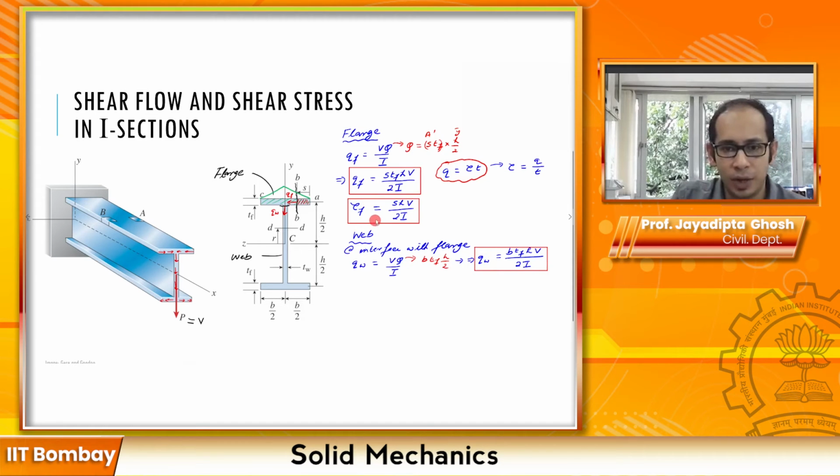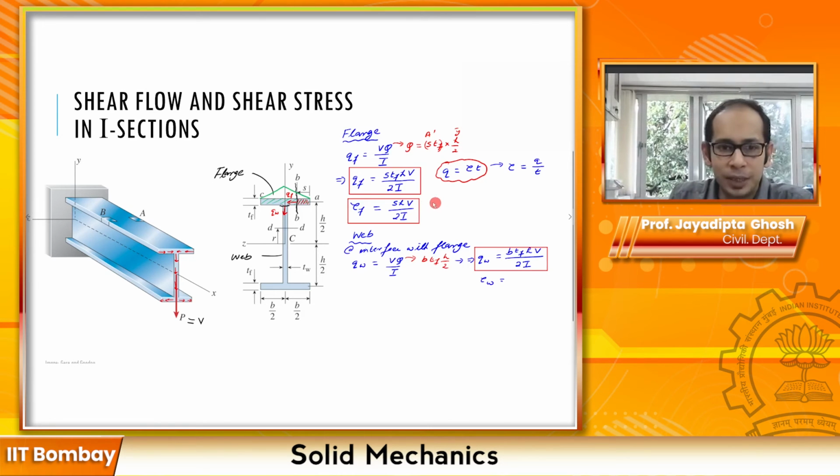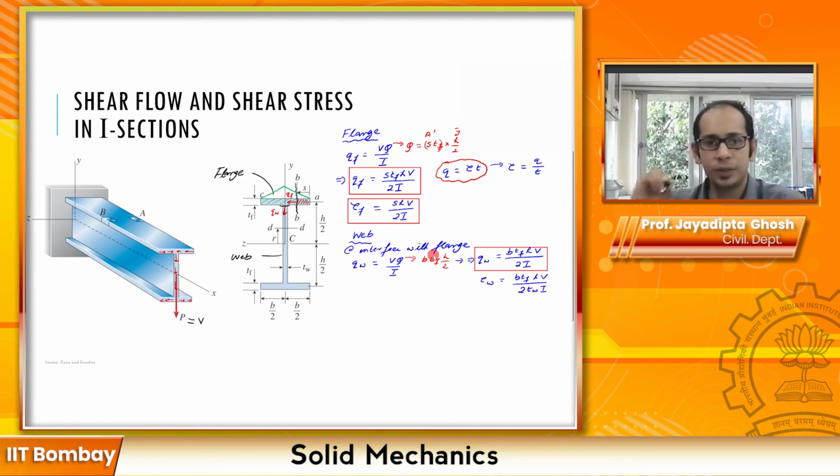Now in this case I also wrote the tau of the flange. So correspondingly at the interface, if I write the tau of the web, how does this look? Tau at the web, remember, is Q divided by T, but here the T for the web is this thickness over here, that is TW. So it is going to be QW divided by TW. So that essentially becomes equal to B TF HV by 2 TW times I, right? So this is the shear at the interface between the flange and the web that you see over there.